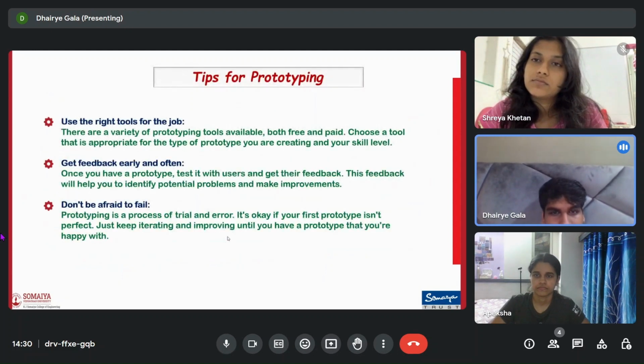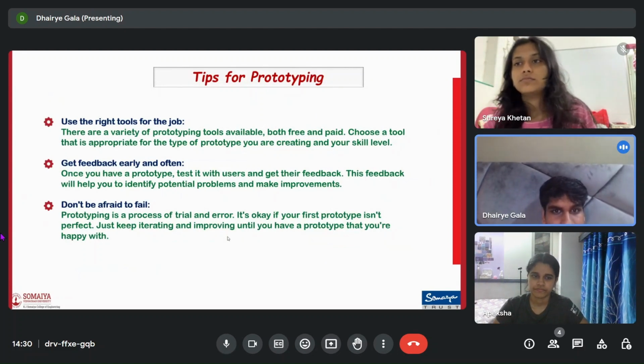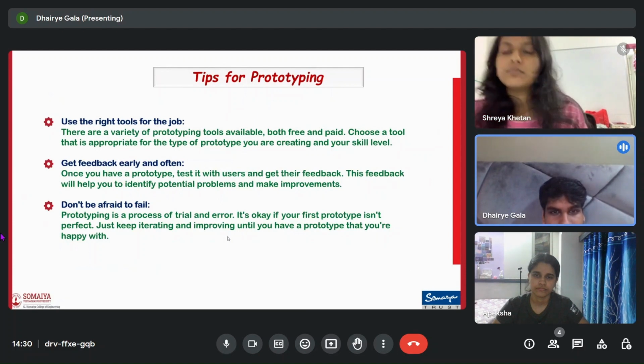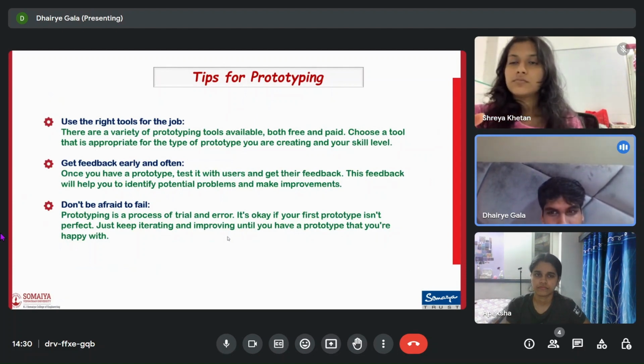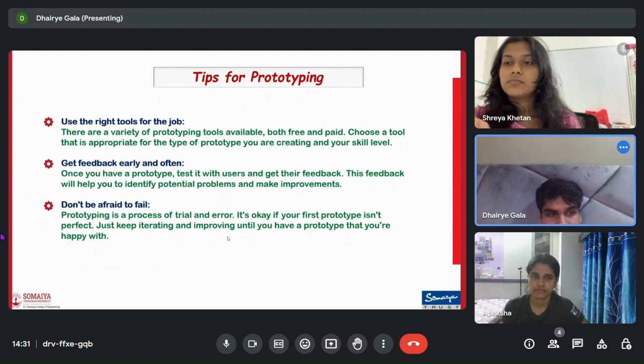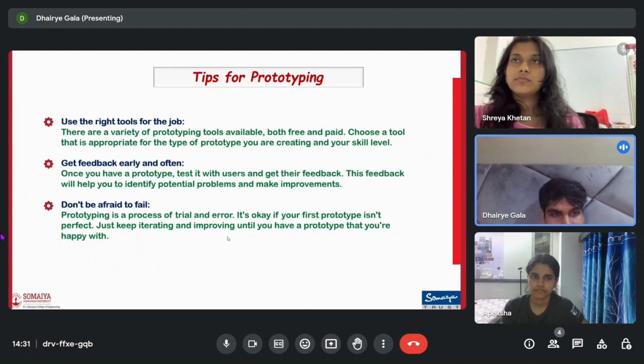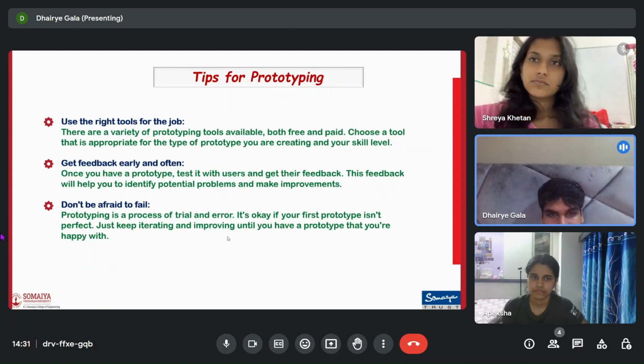Some tips we provide for prototyping is using the right tools for the job. There are a variety of such tools available, both free and paid. Choose a tool that is appropriate for what you are creating and your skill level. Get feedback early and often. Once you have a prototype, test it with users and get their feedback, and this will help you identify potential problems and make improvements. Don't be afraid to fail.